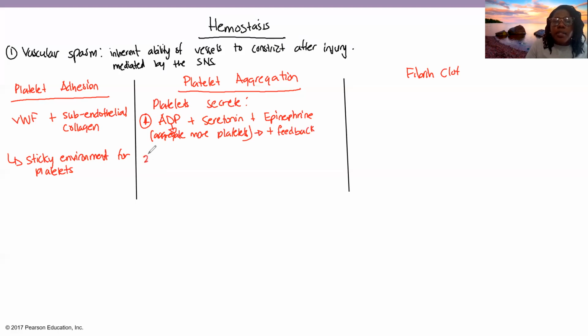The other important thing that they secrete is thromboxane A2. That is going to secrete more ADP, again, more positive feedback. It's also going to increase platelet aggregation, so more platelets coming to the site, as well as cause some further vasoconstriction.